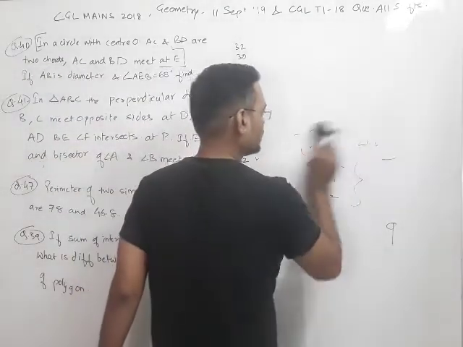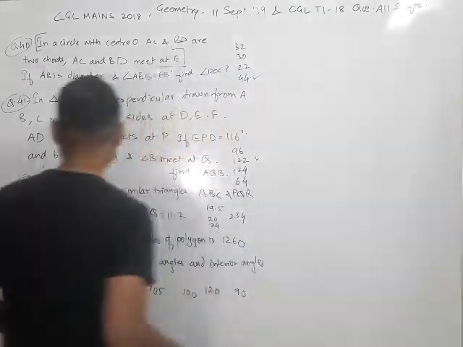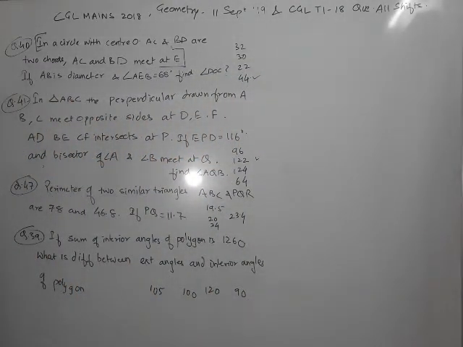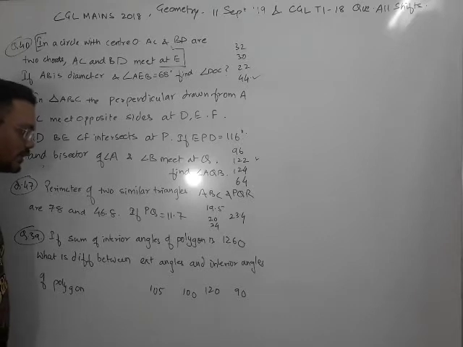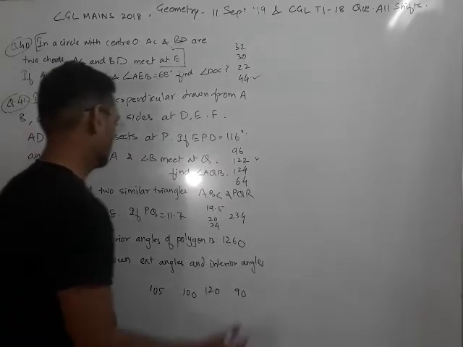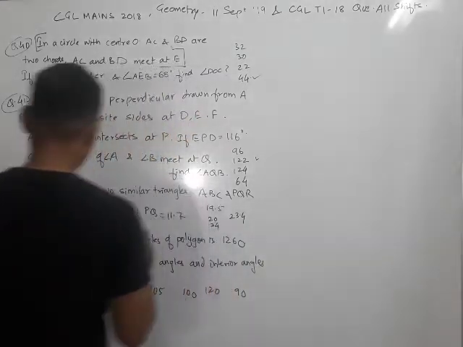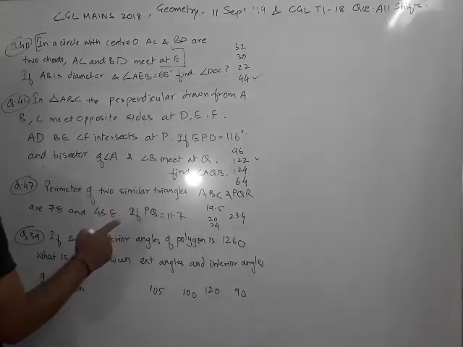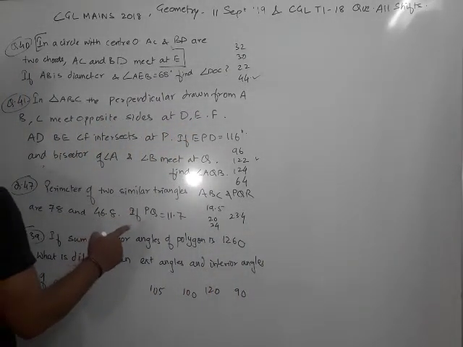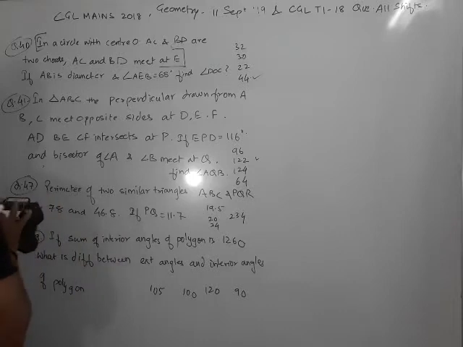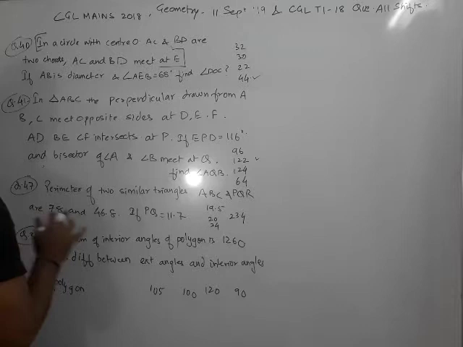So what they have given is, two triangles are similar. Question number 47. Perimeters of two similar triangles are 78 and 46.8. PQ is 11.7. What do we have to find? Length AB.